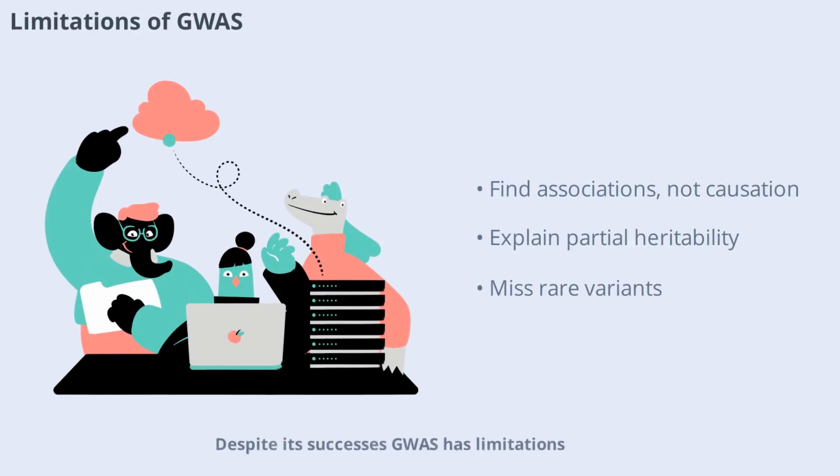Despite its successes, GWAS has limitations. It often identifies associations rather than causation, and many discovered variants explain only a small fraction of trait heritability. Additionally, GWAS may miss rare or structural variants and can be confounded by population structure. Researchers continue to develop new methods to address these challenges and improve the power of genetic studies.